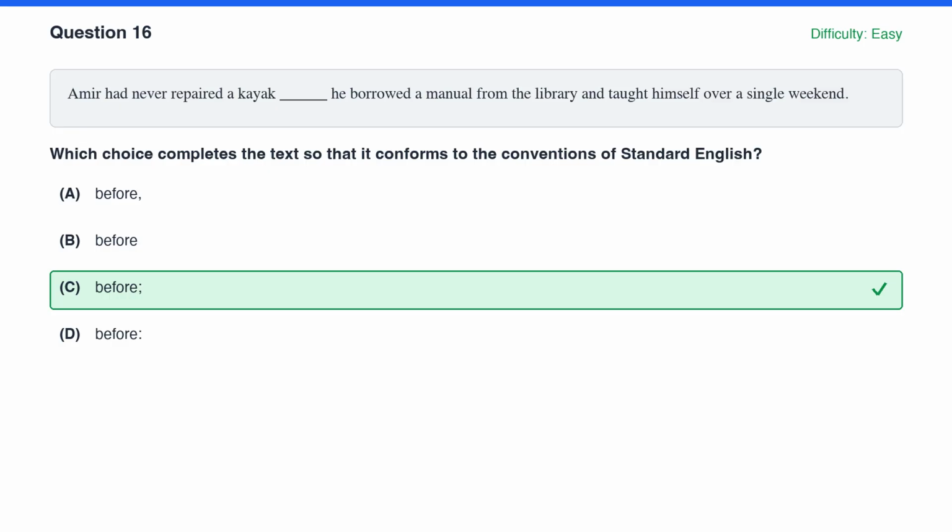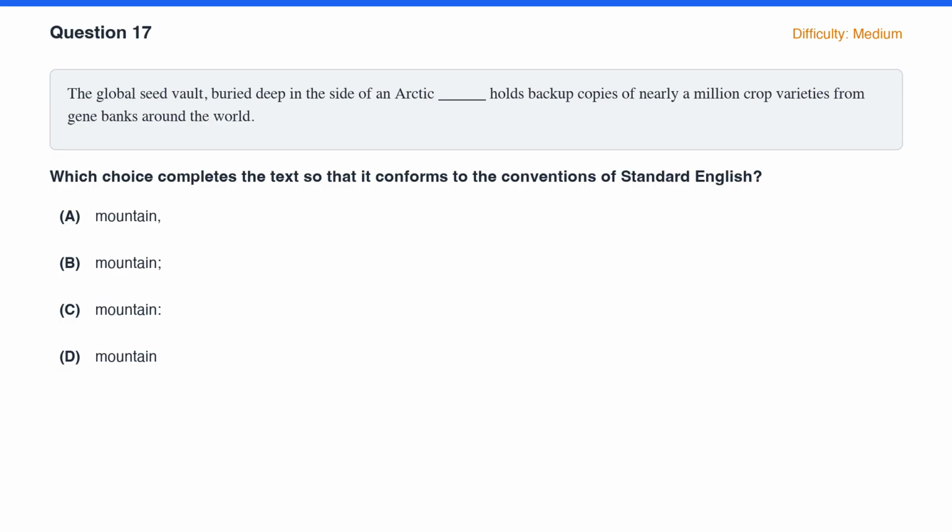C is correct. Two independent clauses that are closely related take a semicolon. It's the standard way to join them without a connecting word. When both sides could stand on their own, reach for the semicolon. Here's a boundaries question, so we're really asking what punctuation belongs in the blank.